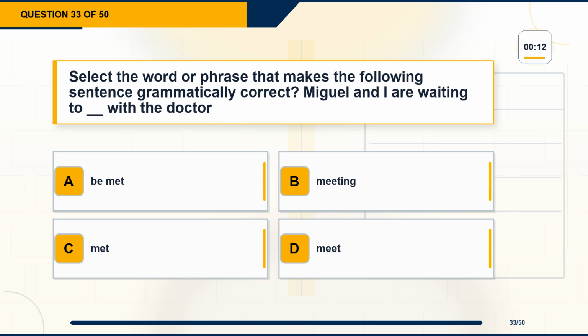Question 33. Select the word or phrase that makes the following sentence grammatically correct. Miguel and I are waiting to blank with the doctor. Option A, be met. Option B, meeting. Option C, met. Option D, meet.